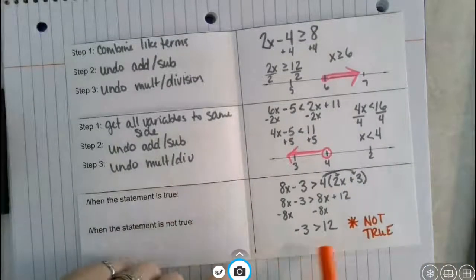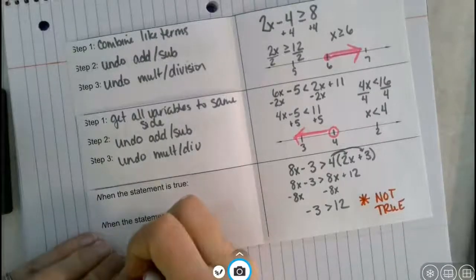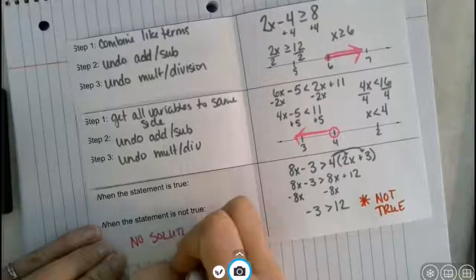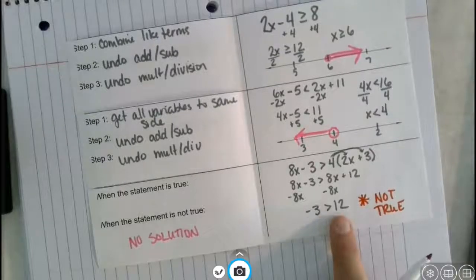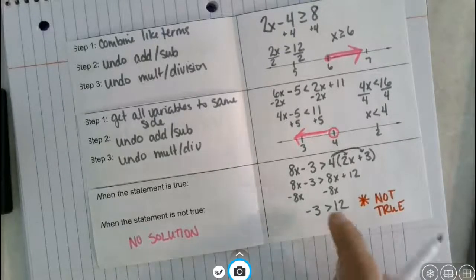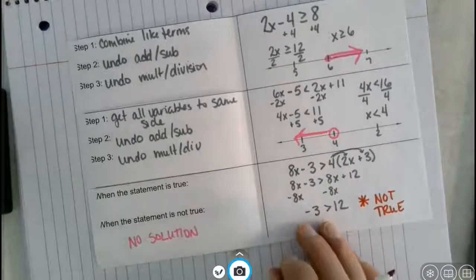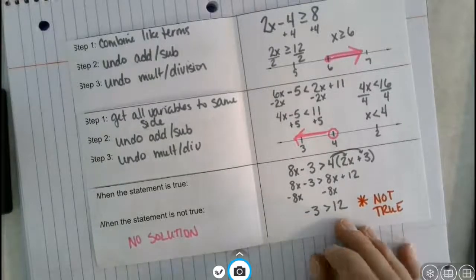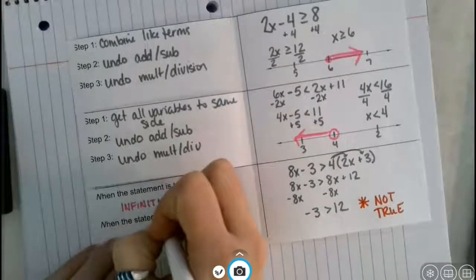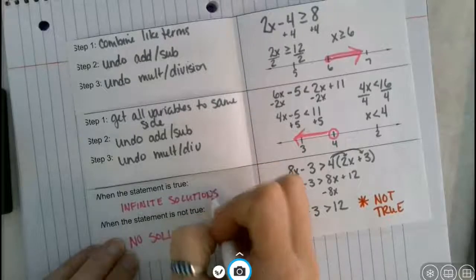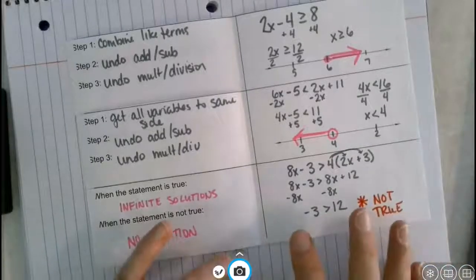So what happens if I have a not true statement? When my statement is not true, that means I have no solution. Since negative 3 is not greater than 12, I have no solution here. Sometimes you'll work through an example and end up with a true statement. If this was 13 is greater than 12, that is a true statement. So then I would have infinite solutions. These are just some special cases and special circumstances for when we're solving these inequalities.